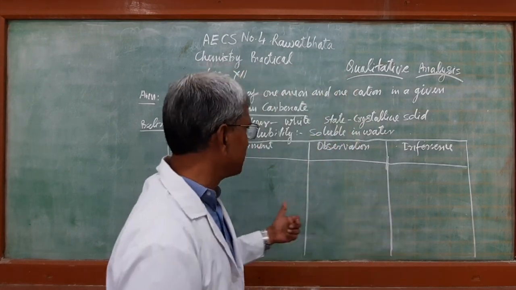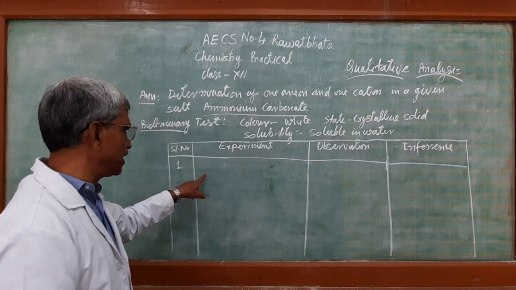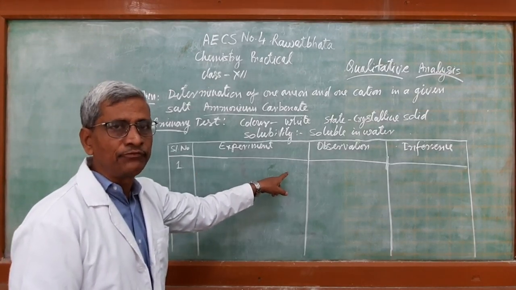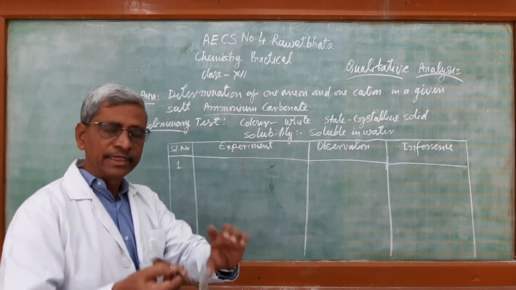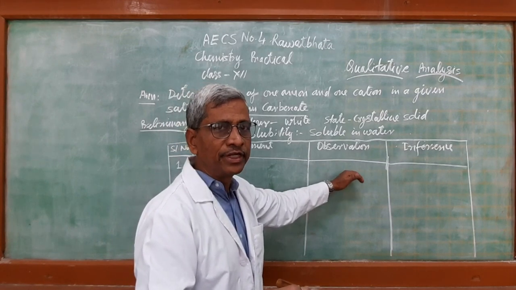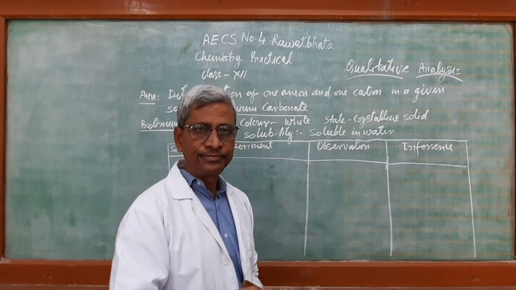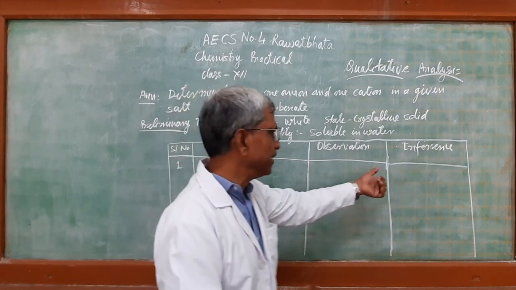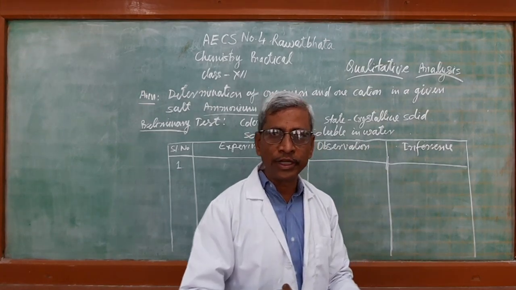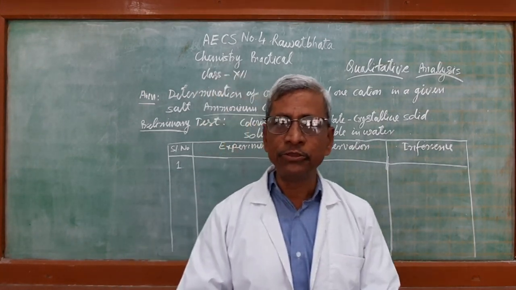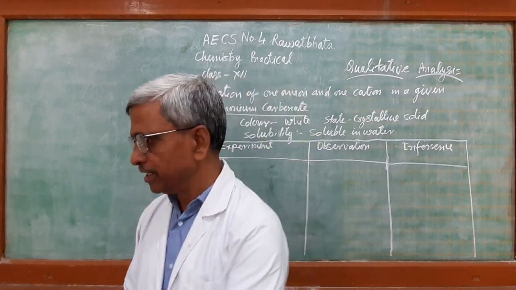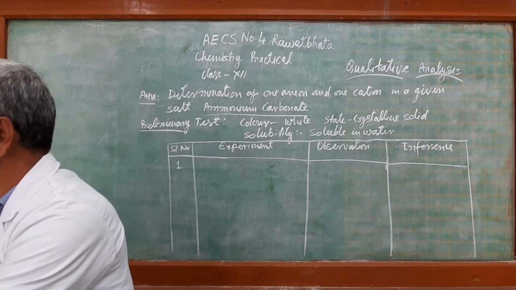What is the write-up here? Serial number 1. Here we have to write: take a small amount of salt in a test tube and add dilute sulfuric acid. Then the observation: colorless gas with brisk effervescence comes out. Inference: dilute group present, it may be carbonate ion, CO3 2 minus ion. Okay, let us proceed to the next one.